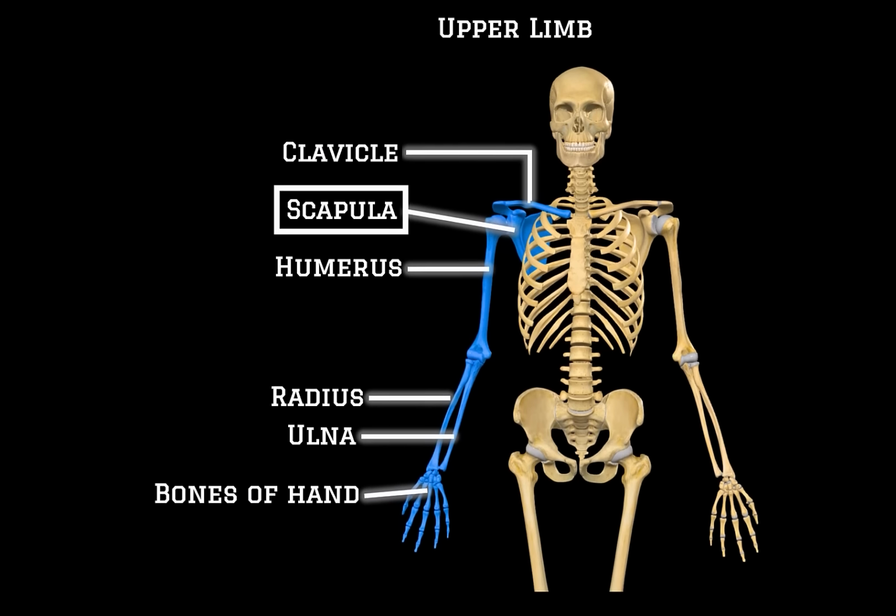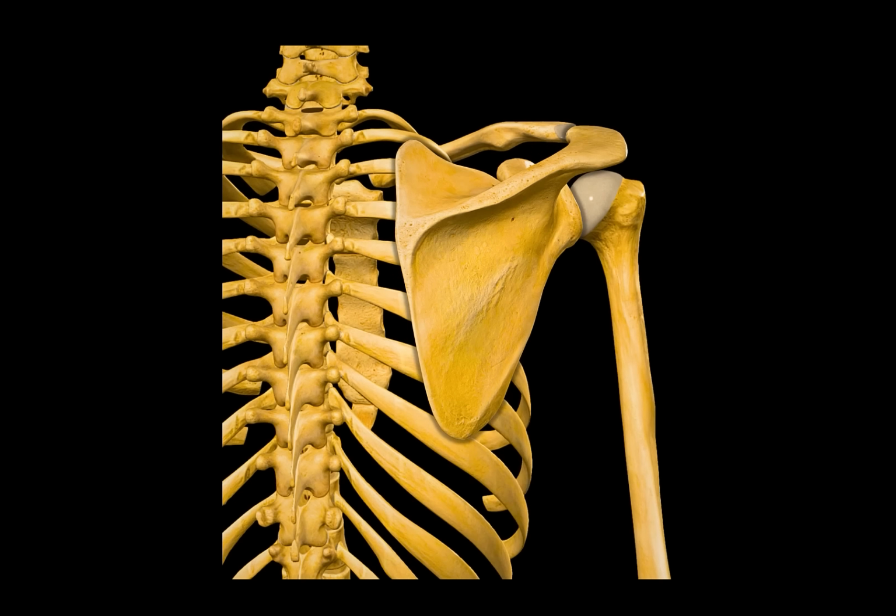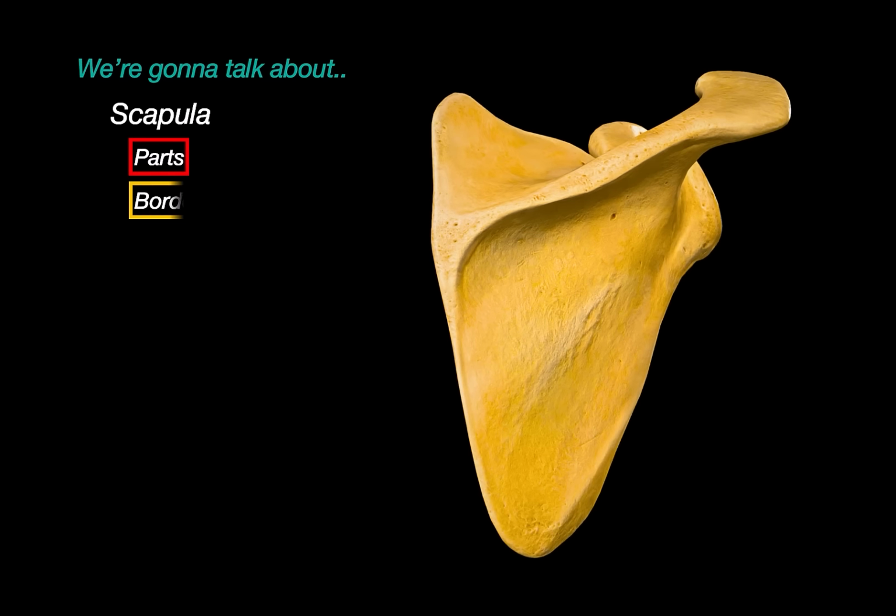The scapula is the second bone in our upper limb series after the clavicle. So let's make you an expert on the scapula by going through its parts, borders, and surfaces.